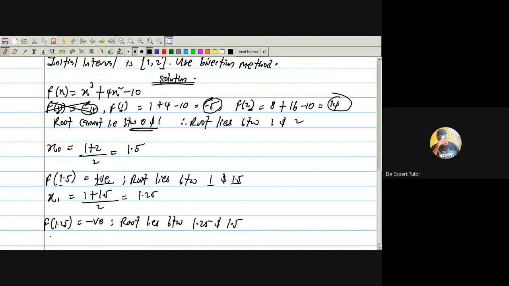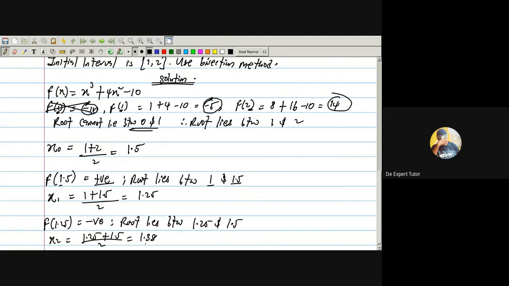So this is what we have. Next you bisect, that'll give you x2, and the process continues that way. 1.25 plus 1.5 divided by 2. What do you have? 1.38. 1 point what? 38. And so on like that.